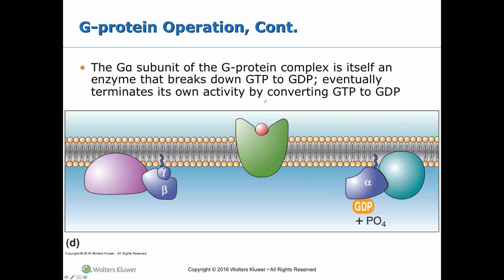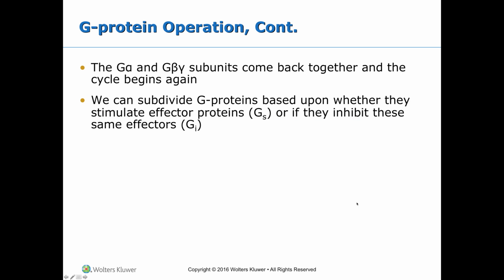The G alpha subunit of the G protein complex is in itself an enzyme. Now, alone, it is going to actually break down GTP into GDP, eventually terminating its own activity. So the G alpha and the G beta gamma subunits come back together and the cycle will be able to begin again.